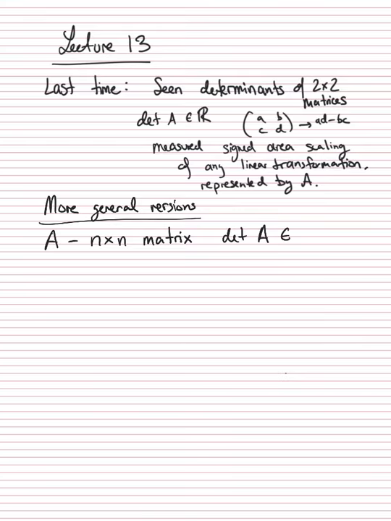So the determinant of A is going to be an R. Actually, it's kind of useful to think of determinant as going from n by n matrices to the real numbers. Okay, so it just takes a matrix and spits out its determinant. Again, we want to think of the determinant as measuring some sort of signed volume scaling when you think about this linear transformation from Rn to Rn. Okay, so what are kind of the properties that this should have?